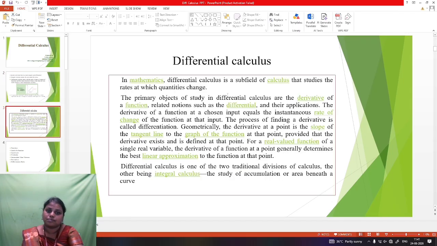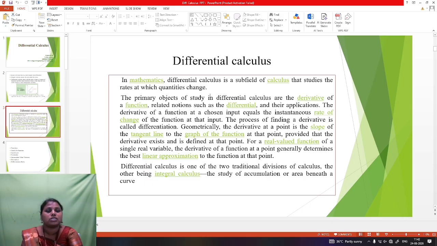Third, differential calculus in general. In mathematics, differential calculus is a subfield of calculus that studies the rate at which quantities change. The primary objects of study in differential calculus are the derivative of a function, the derivative of a y value with respect to x, related notions such as the differential, and their applications.